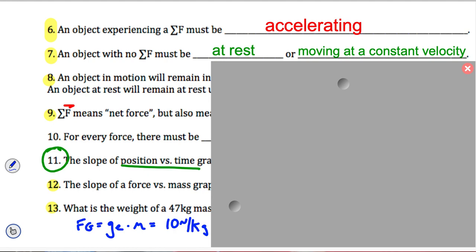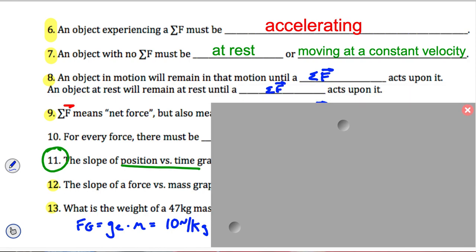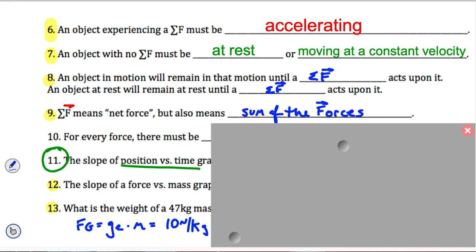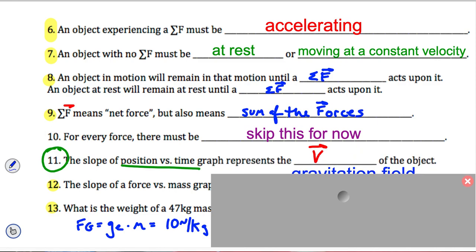Number 8, an object in motion will remain in motion until a net force acts upon it. An object will remain at rest until a net force acts upon it. Net force, sigma F, means net force, but it also means the sum of the forces, which means you can literally just add them all up. Number 10, we need to delay from now. That's not something we've learned yet. You had already answered that the slope of the position versus time graph is velocity.